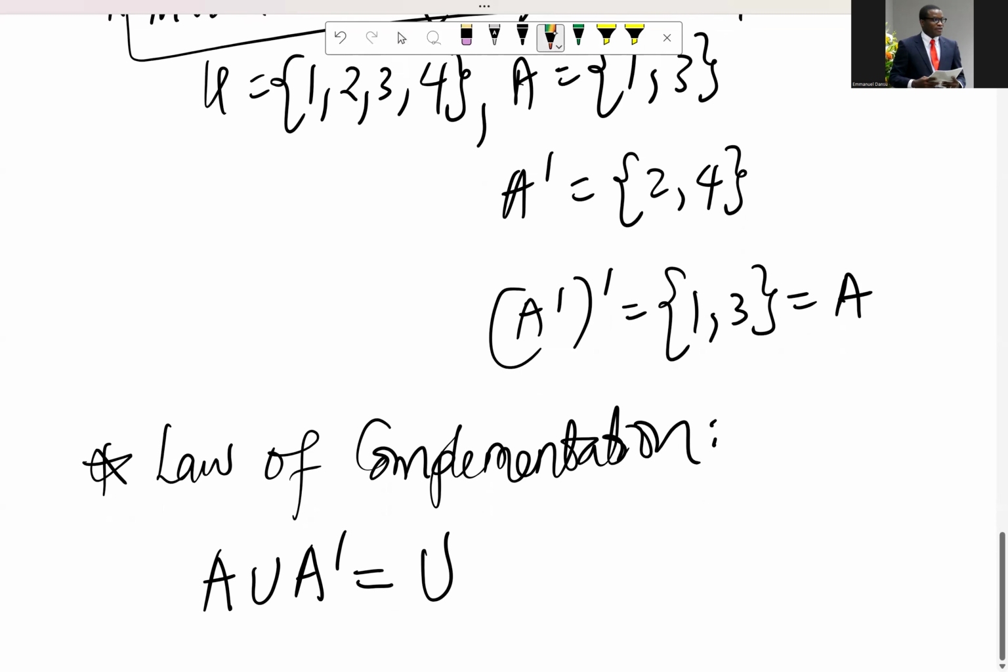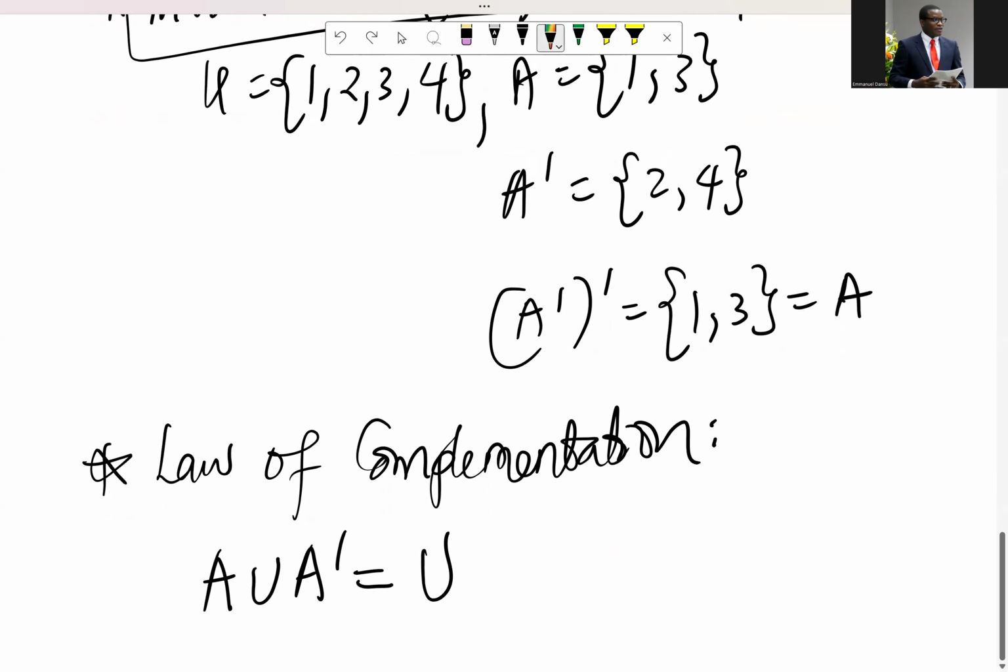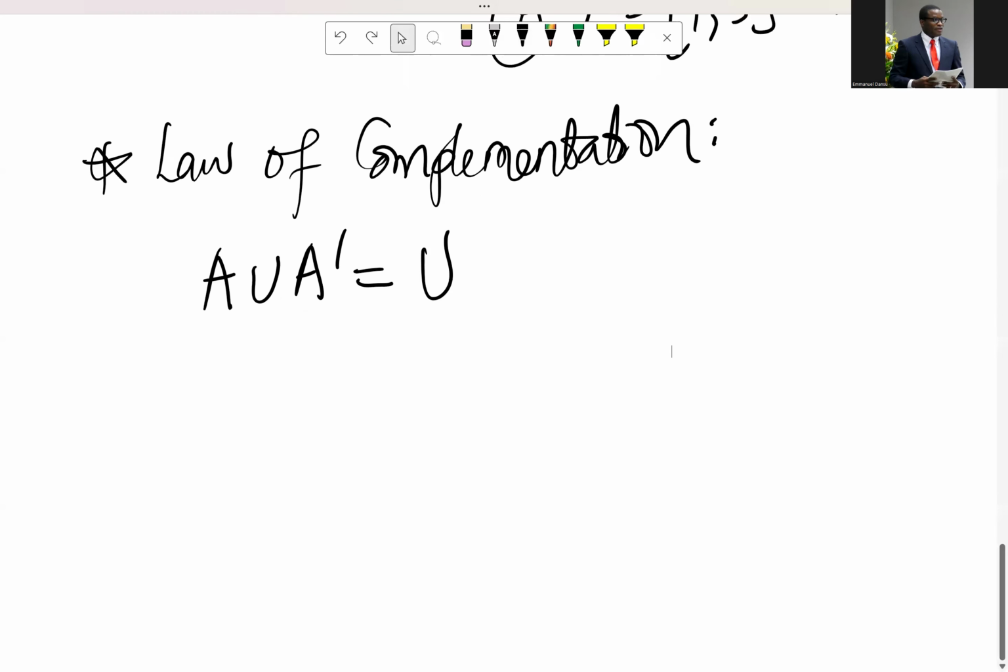If you drag this down, A union A complement, that's okay. We've not done union, so maybe I should just leave this and talk about that later, so that the whole thing will go logically. If you have issues with union, we are going to talk about it pretty soon. So A union A complement is equal to the universal set.